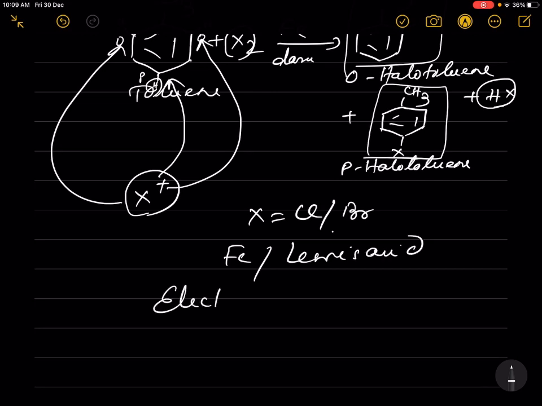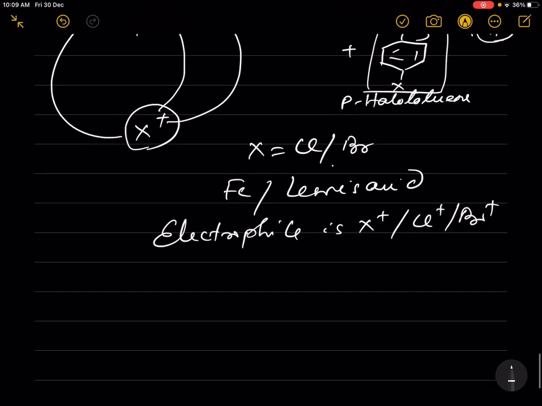The electrophile is X plus, or you can say Cl plus or Br plus. Here the Lewis acid may be FeCl3, or iron(III) chloride.